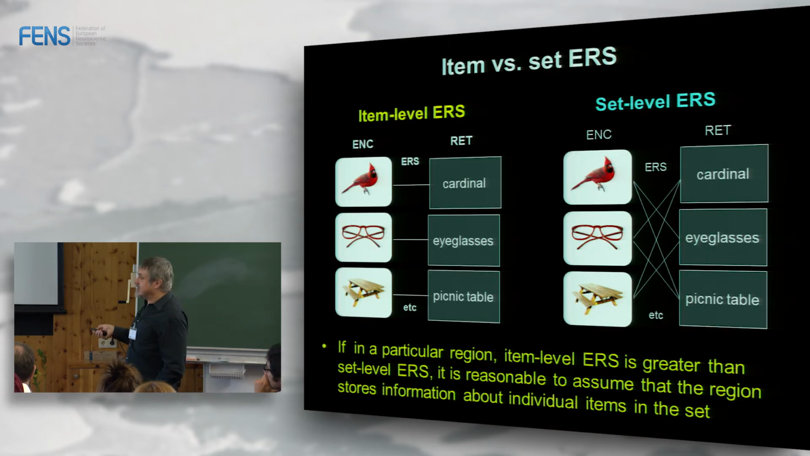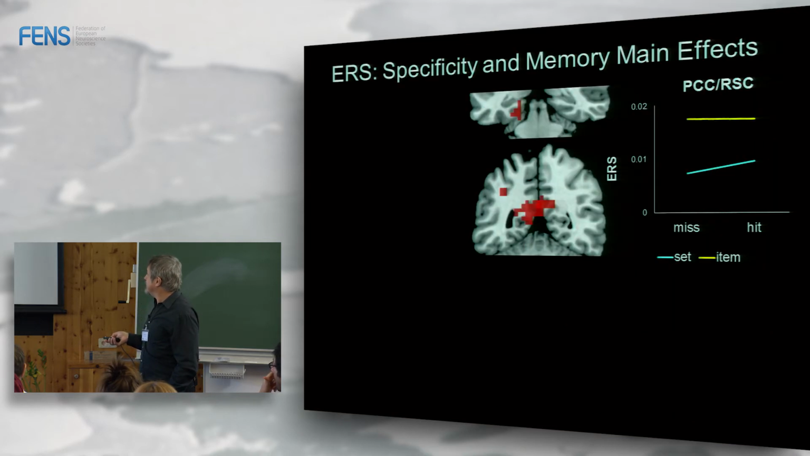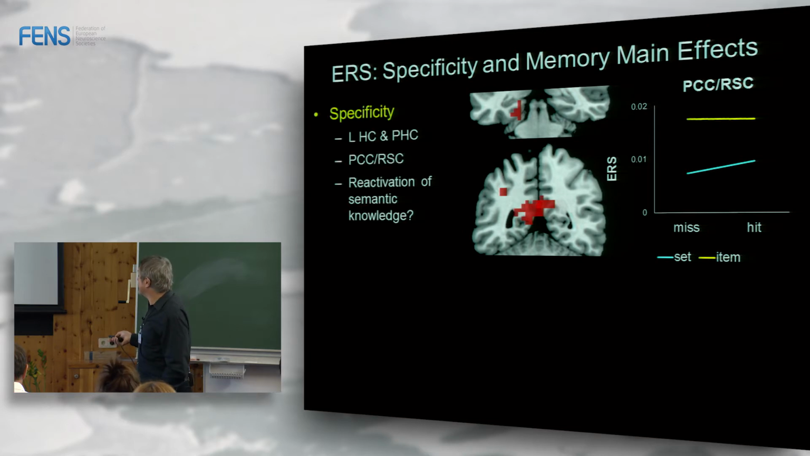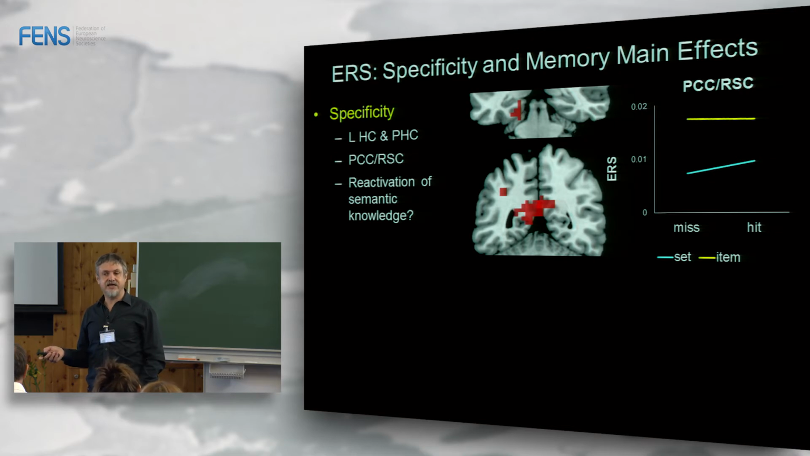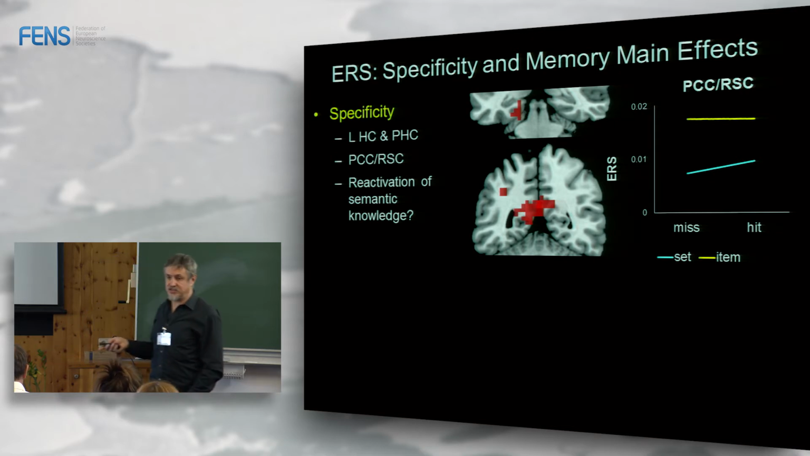Then we did the same analysis that we did for the other studies, looking at item level versus set level ERS, and we confirmed the specificity effect for the posterior cingulate. So there is greater specificity for item level than for set level, which in a way suggests that perhaps it's not specific to scenes as we previously thought. I mentioned the Mosher-Bar idea about retrosplenial, but because these are objects, there seems to be a more general semantic role for whether you are remembering the concept.